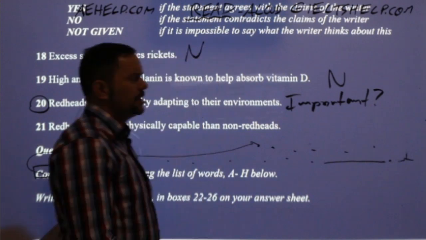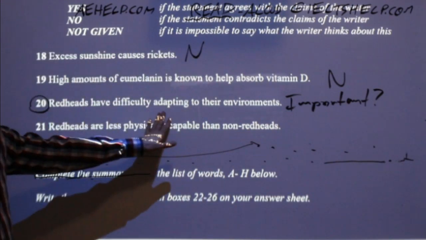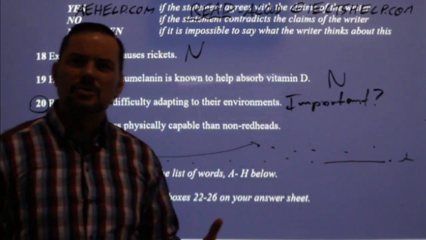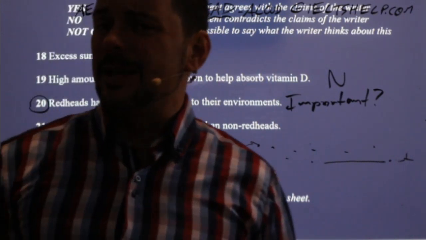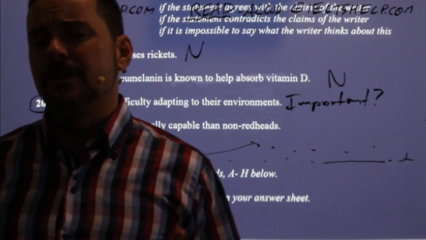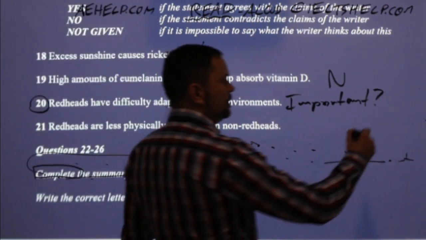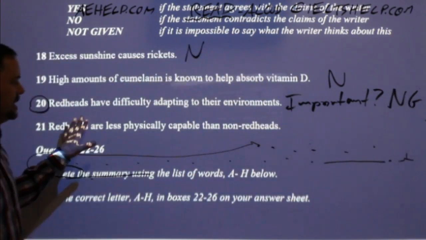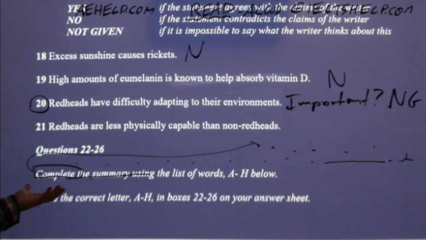If you feel that a question is really strange, like this one, redheads have difficulty adapting to their environment, and you're thinking, that's kind of a strange question. Why would an author who's scientific even write something like that? Then you're probably thinking correctly, and it's because it's not given, right? Yeah, it wouldn't be given. So in an academic article, they wouldn't state something so strange, which is obviously not true anyway.